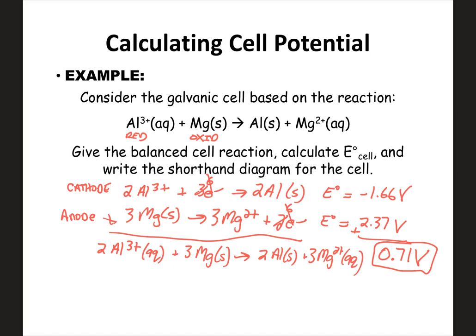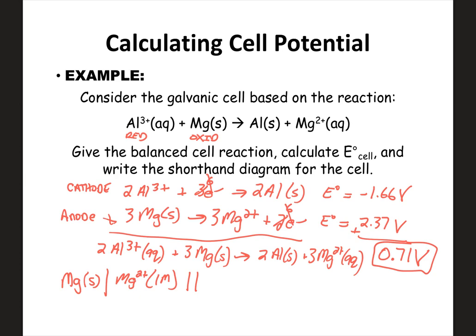So now I have to write this line notation or shorthand diagram. So I need the anode on the left. So the solid is going to be on the left. So I have my magnesium solid here on the left, separated by your phase boundary. I'm going to have the Mg2+ being the solution here. Remember, you have to indicate that it's 1 molar because you're at standard conditions. It's separated by your salt bridge.